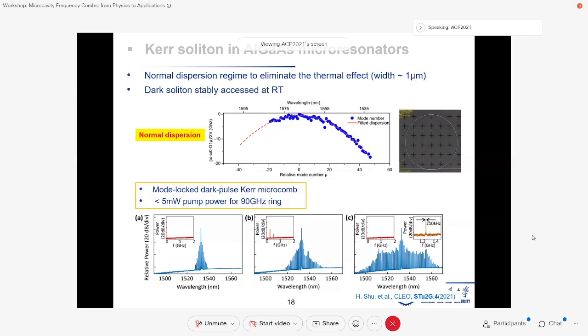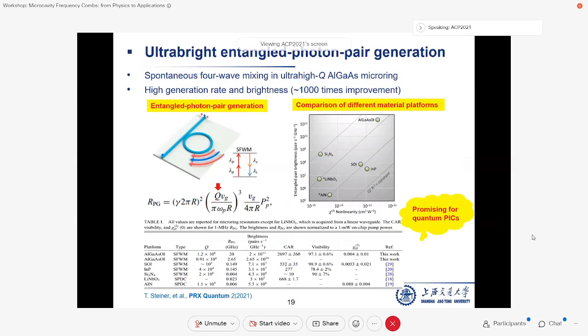I think by optimization, or by using an even better device, we can reach around one milliwatt operation power for coherent dark soliton. Another application uses the same device.